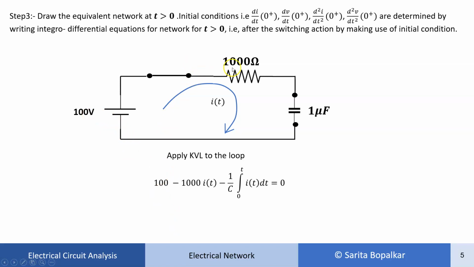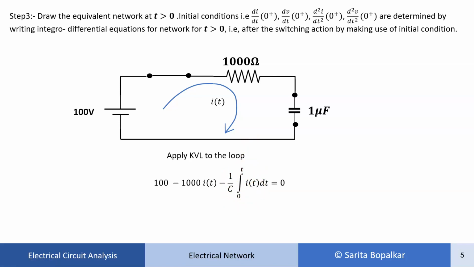Minus 1000 I of t minus the voltage across the capacitor. The equation we know is 1 by C integration 0 to t I of t dt, plus one more term, V of 0 plus. But V of 0 plus is 0, since the initial conditions are 0, so there is no need to write it. Only 1 upon C, integral 0 to t I of t dt is equal to 0.